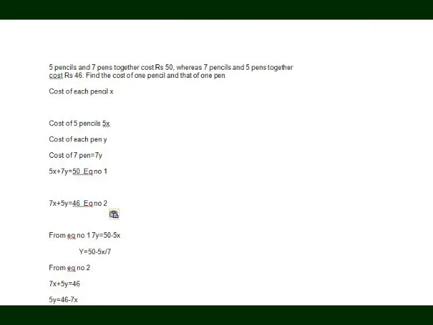What is the second question of exercise 3.2? The question is: 5 pencils and 7 pens together cost rupees 50, whereas 7 pencils and 5 pens together cost rupees 46. So we don't know the cost of each pencil and each pen.